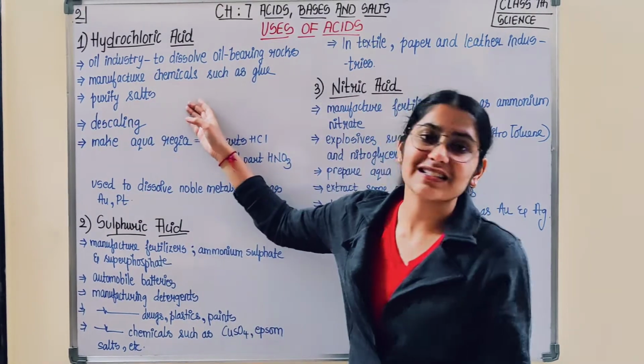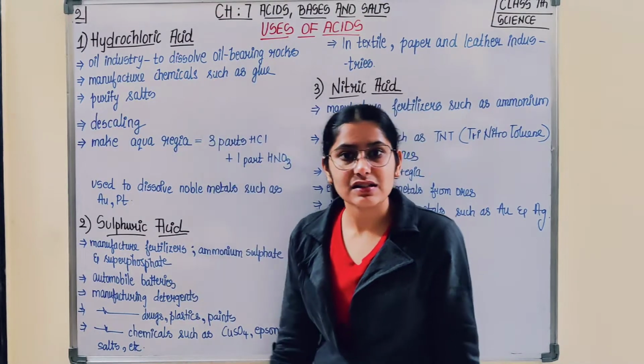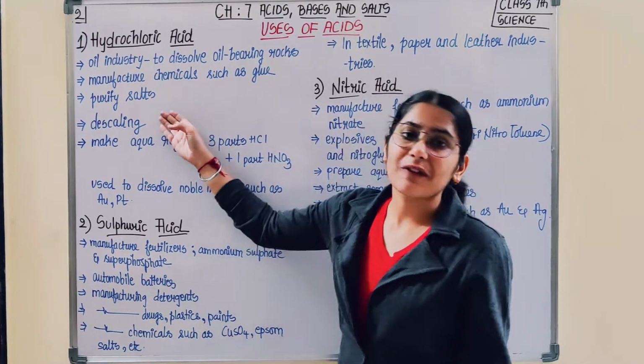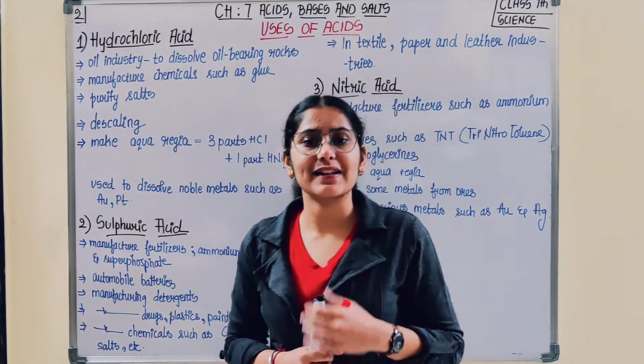Apart from this, it is used to manufacture chemicals such as glue. So for making glue also hydrochloric acid is used. Purifying salts, and there are certain procedures used to purify salts.